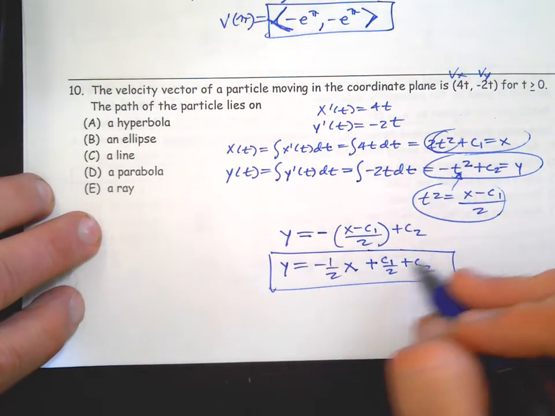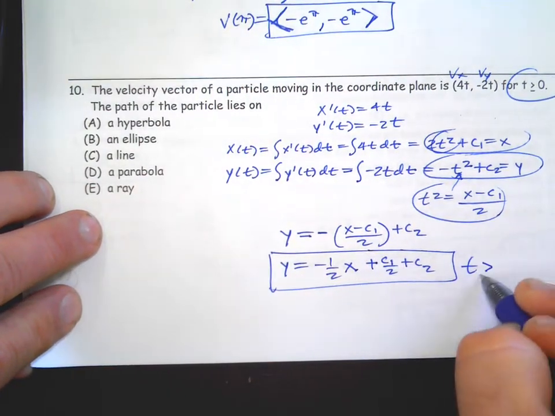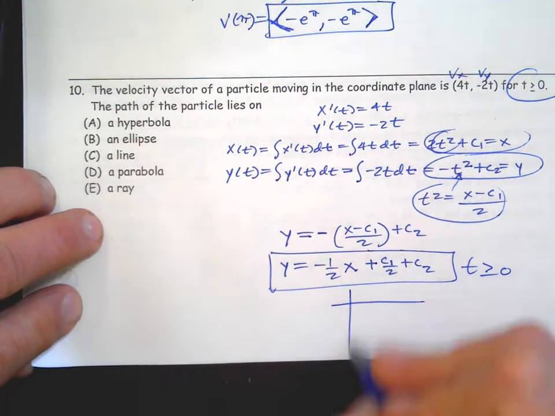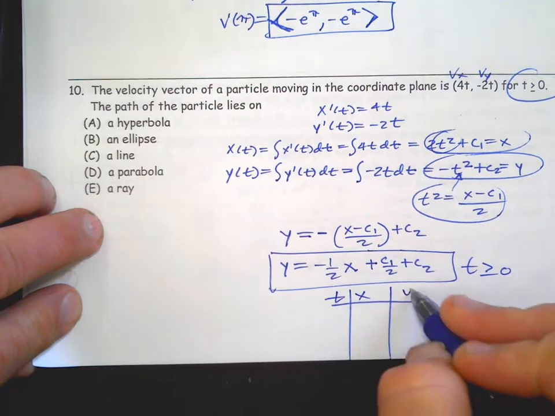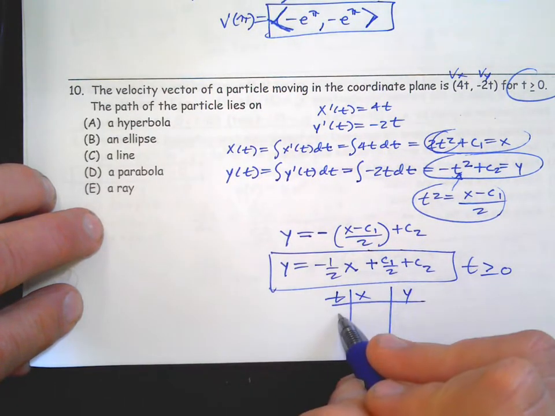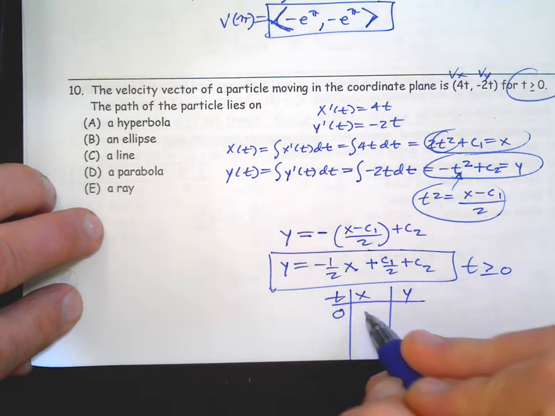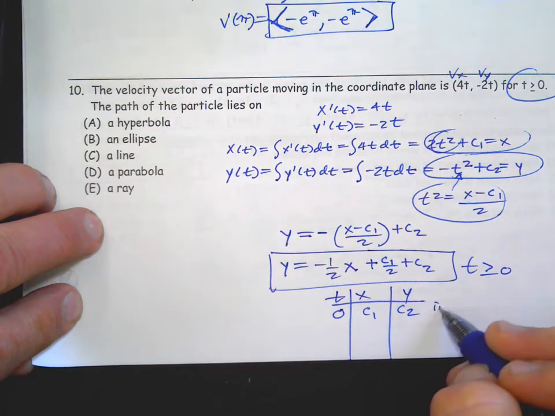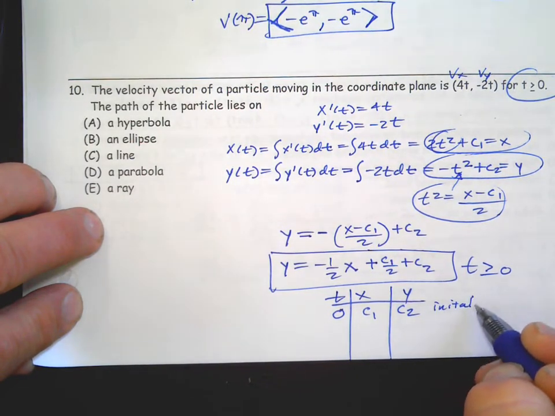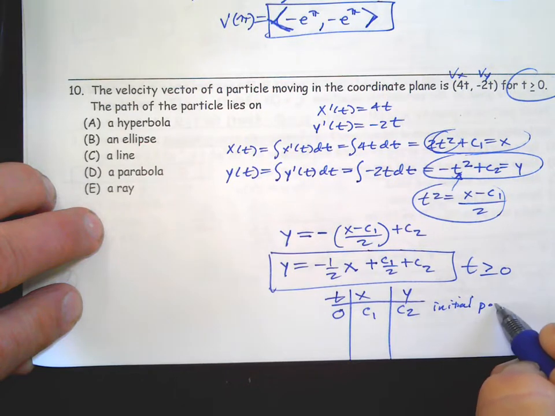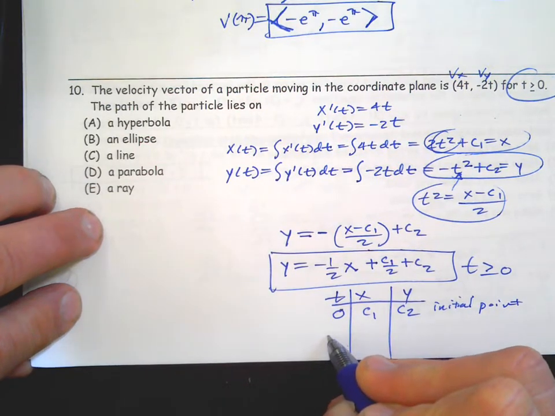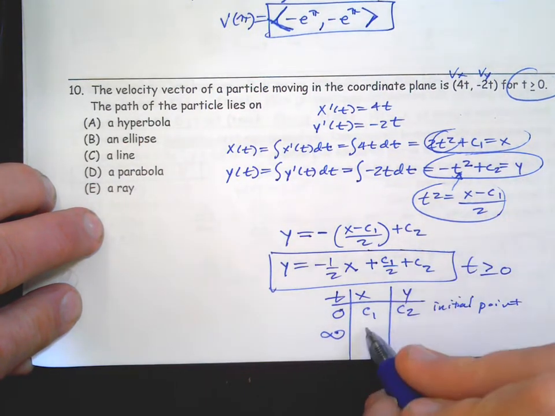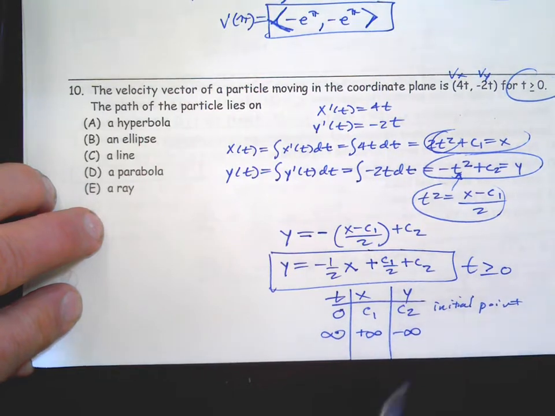But they also told you t has to be greater than or equal to 0. So that means that t equals 0 is a starting point. I mean, you could do a little table if you want. If you plug 0 in, you get c1, c2. That's your initial point. And then if you go to infinity, well, this is going to go to positive infinity, and this is going to go to negative infinity.